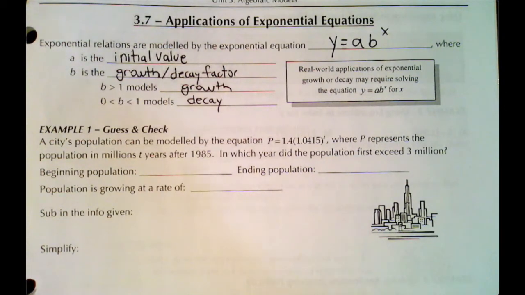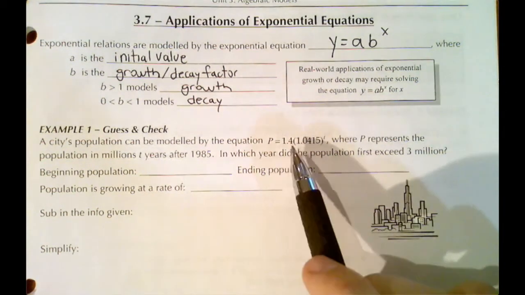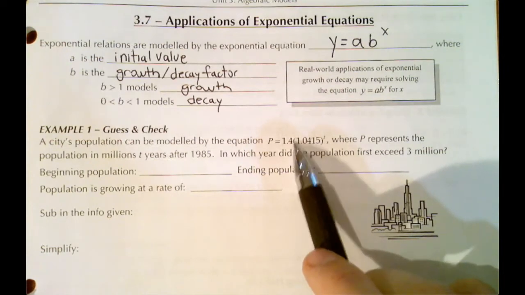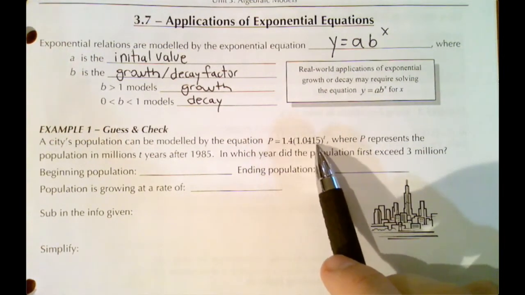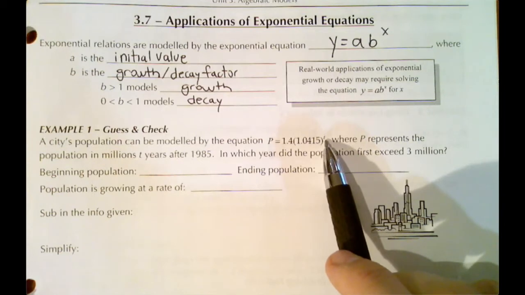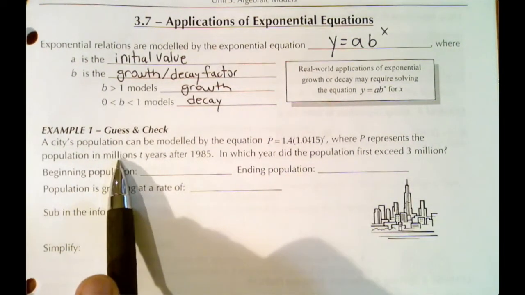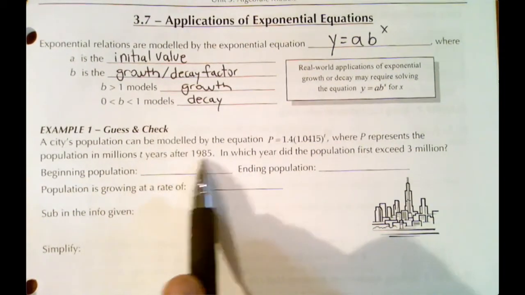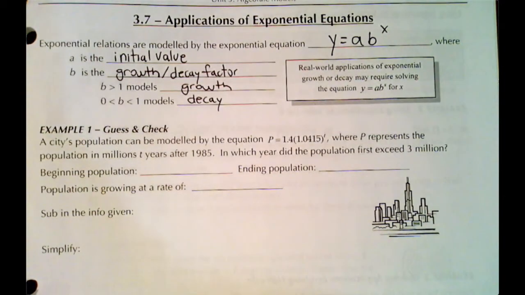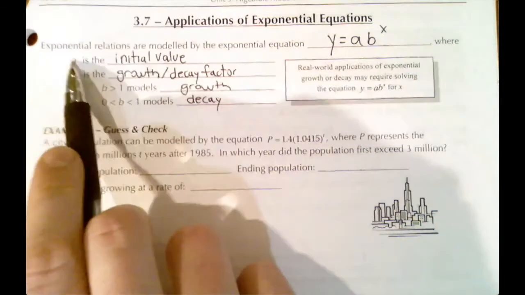So a city's population can be modeled by the equation P equals 1.4 bracket 1.0415 close bracket to the exponent t, where P represents the population in millions, t years after 1985. In which year did the population first exceed 3 million? Well, that would make us need to understand what the beginning population was, or what the starting population was. Well, I said that a was the initial value.